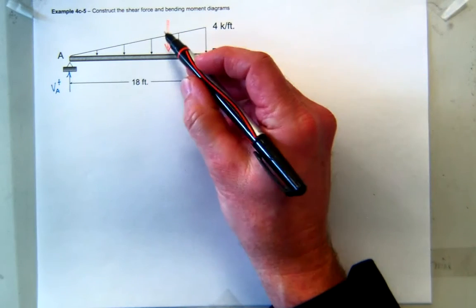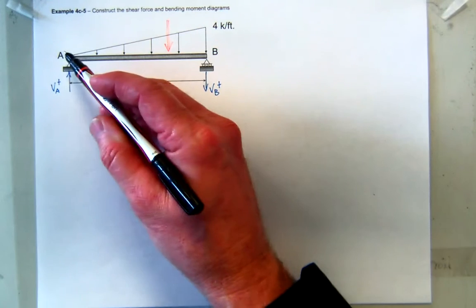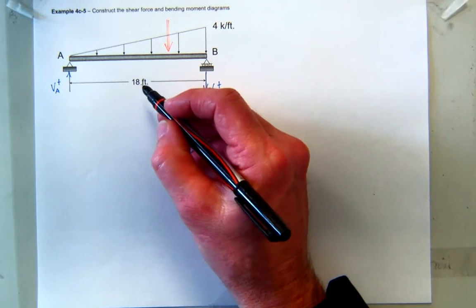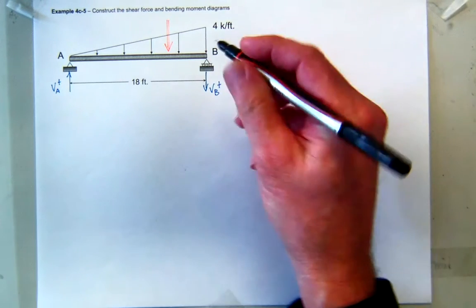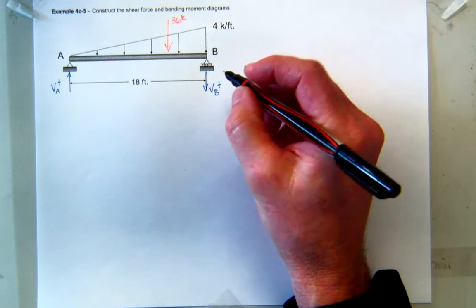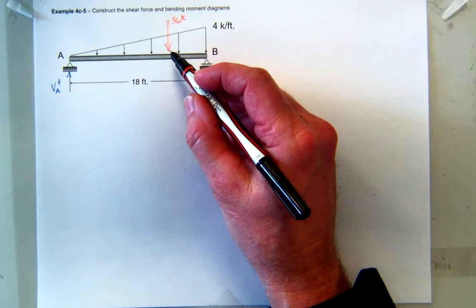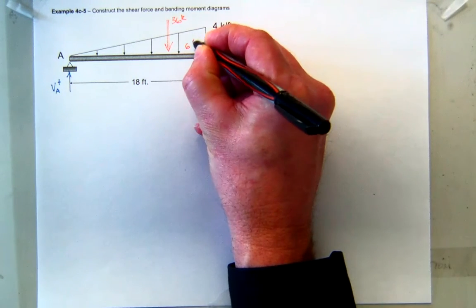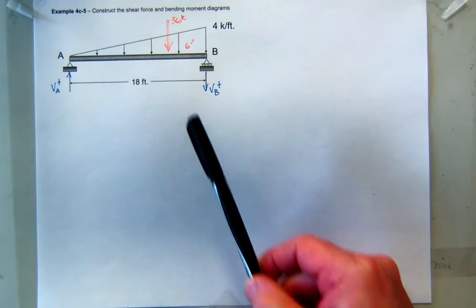And I know that the concentrated equivalent version is the area under the curve. Well, it's a triangle, so that's going to be easy. It's 1/2 base times height, so 1/2 18 times 4, that should be 36. And the centroid of a triangle is 1/3 the base distance from the larger end. So 1/3 of 18 is 6 feet. So I should have everything I need to find my reactions.